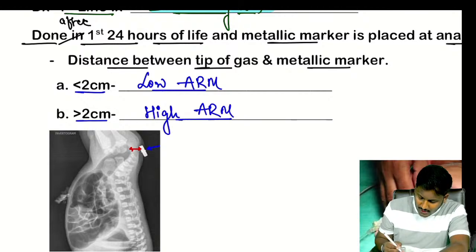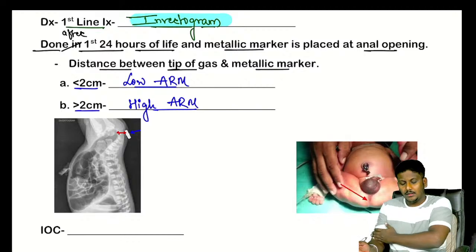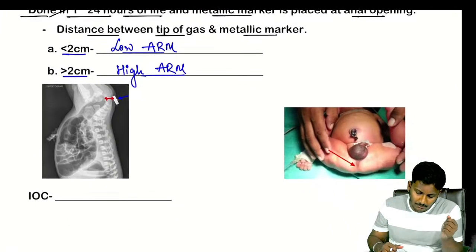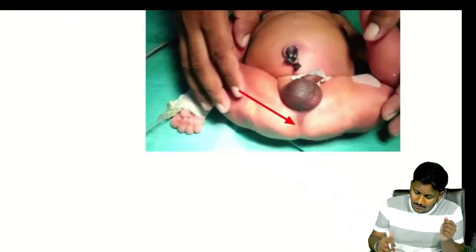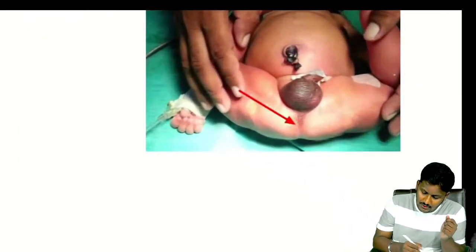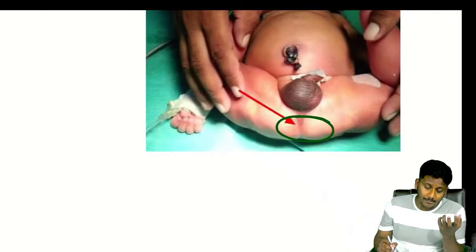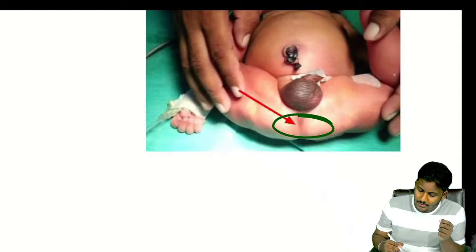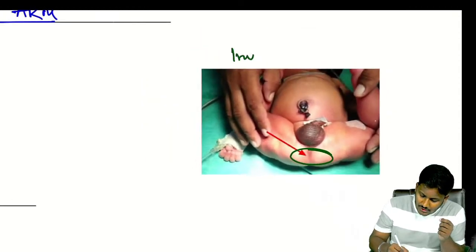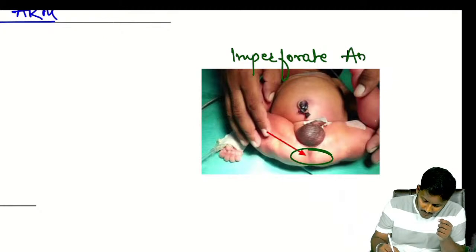So here, the invertogram is usually a case of imperforate anus. How does the imperforate anus look like? The imperforate anus looks like this. Can you see any anal opening in the baby over here? No. Okay, there can be a dimple, but there is no anal opening as such. So this is a classical picture given of an imperforate anus in the child. Even the invertogram is showing the same thing.